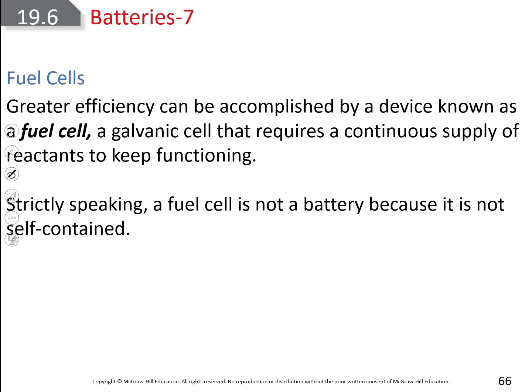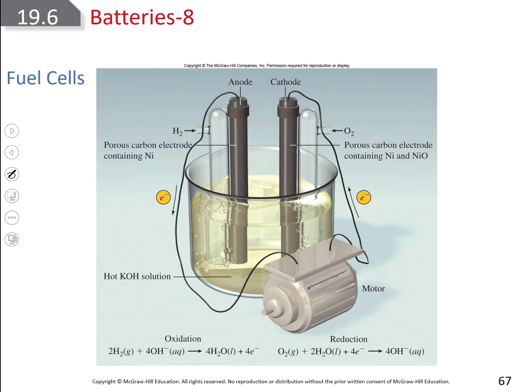So you can also have a fuel cell, a galvanic cell that requires continuous supply of reactants. Now, unlike the other ones that are more self-contained, in a fuel cell you have to keep on pumping in the reactants to keep this thing going. So let's look at a simple fuel cell here. Here we have a simple fuel cell running a motor, and in this case we've got potassium hydroxide, so this is happening in a basic solution. The fuel that we're pumping in here is hydrogen gas and oxygen gas to continue to complete the combustion. And so the combustion occurs in the solution and it drives the motor.